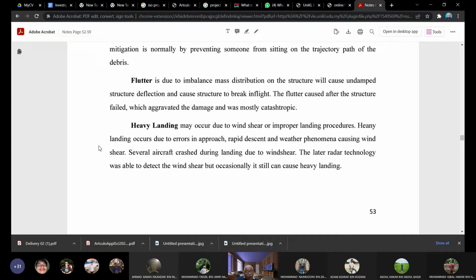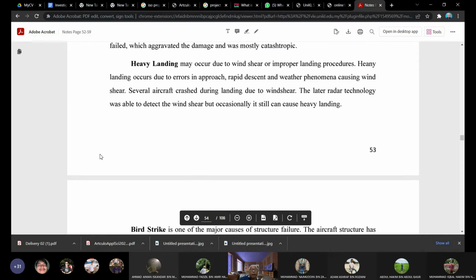Or there is an error in maneuvering the aircraft. The aircraft may have to come in fast and short of the runway, so you end up slamming the aircraft onto the runway. That can also be a heavy landing, and that also can cause major damage to the structure.